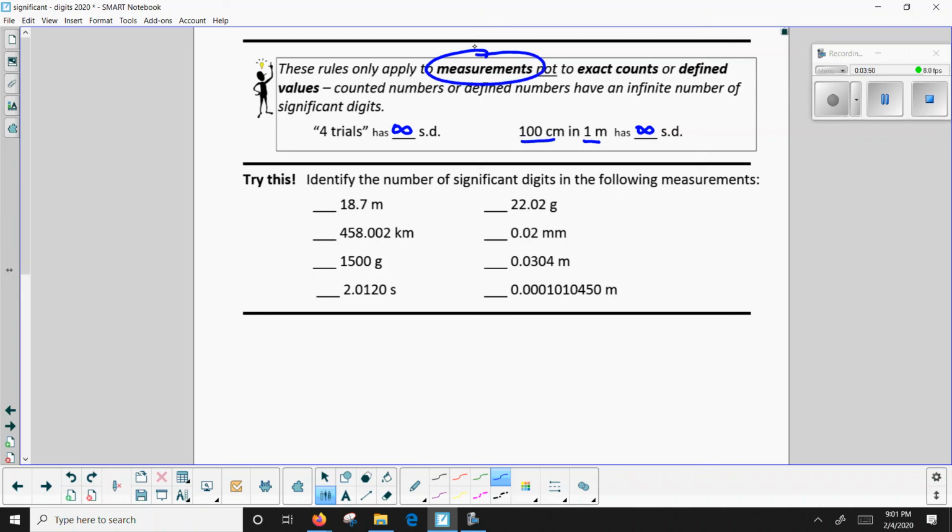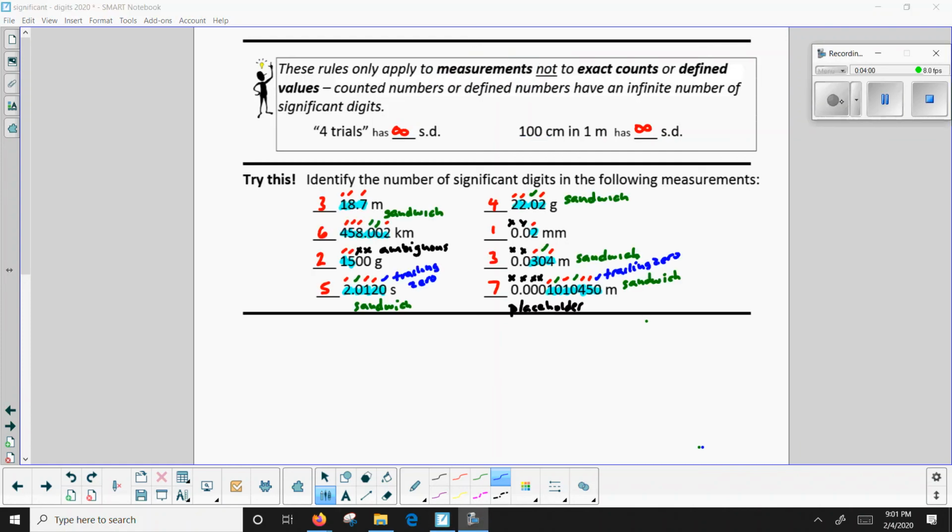So what I'd like you to do is try these examples below, and then pause the video and check your answers in a little bit. Okay, let's see how we did. So the first example, 3 significant digits. This one is 6. You have 2 sandwich rule zeros. Remember, zeros are the ones you have to worry about. This one has 2 significant digits, these two at the end. The zeros are ambiguous. We don't include them.